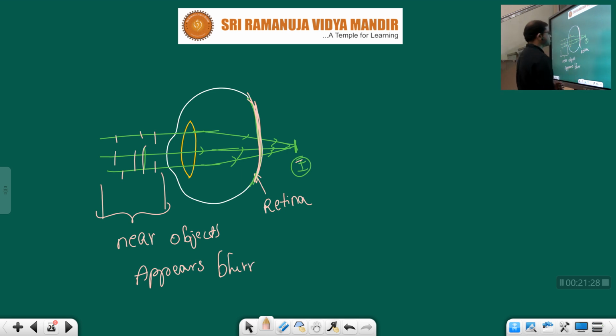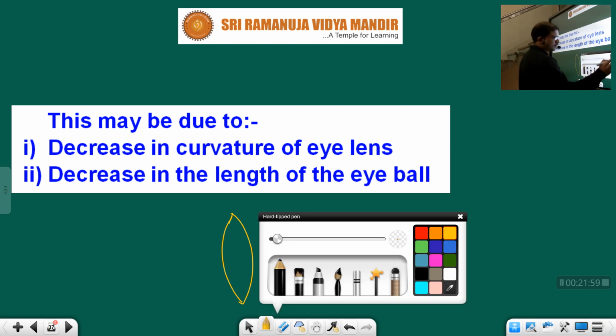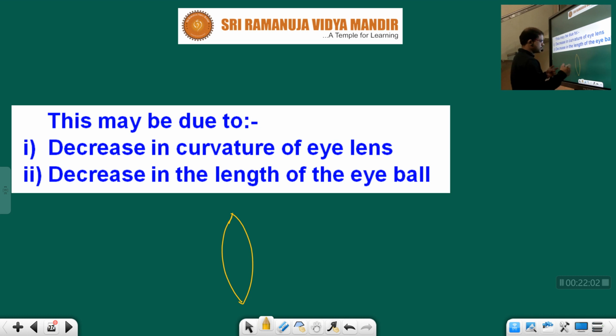So this condition happens, children, if a person is suffering with hypermetropia, but the objects which are far away can be seen by the retina. Children, this condition will happen due to decrease in curvature of the eye lens. For myopia, if you see, it is due to what? Increase in the curvature. See here, let us consider this one is the actual lens. Now, if the person got affected by hypermetropia, the lens curvature becomes less. Somewhat like this.